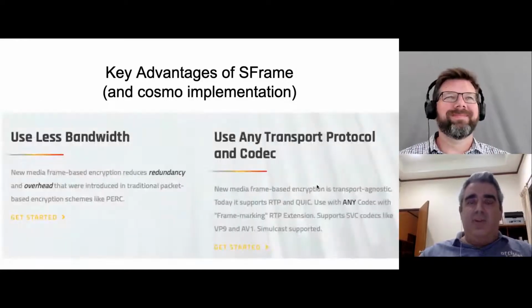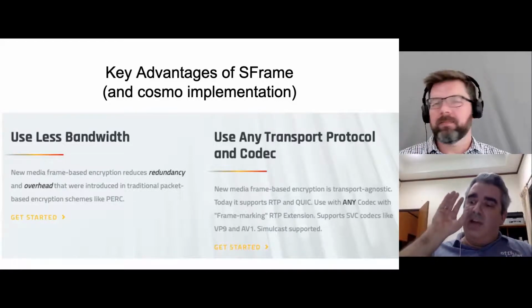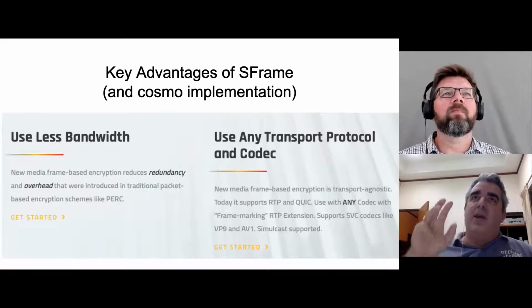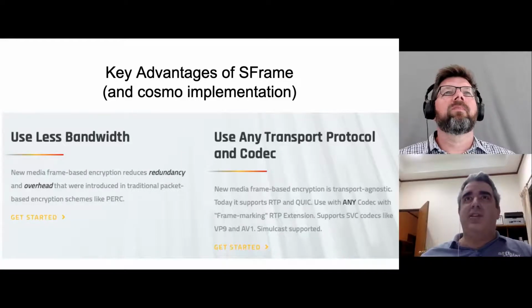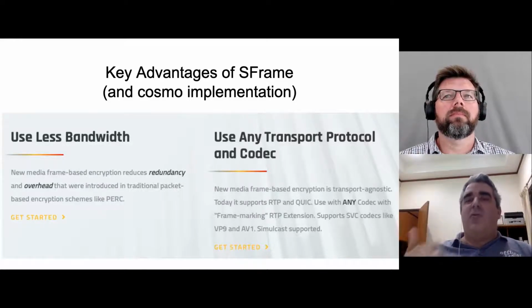So what's the advantage of secure frame, right? It reduces the redundancy. The encryption is applied at one video frame at a time, and one video frame usually translates into 4 or more RTP packets. So instead of duplicating the encryption information over 4 RTP packets, you add it only for one frame, and you reduce the bandwidth overhead.